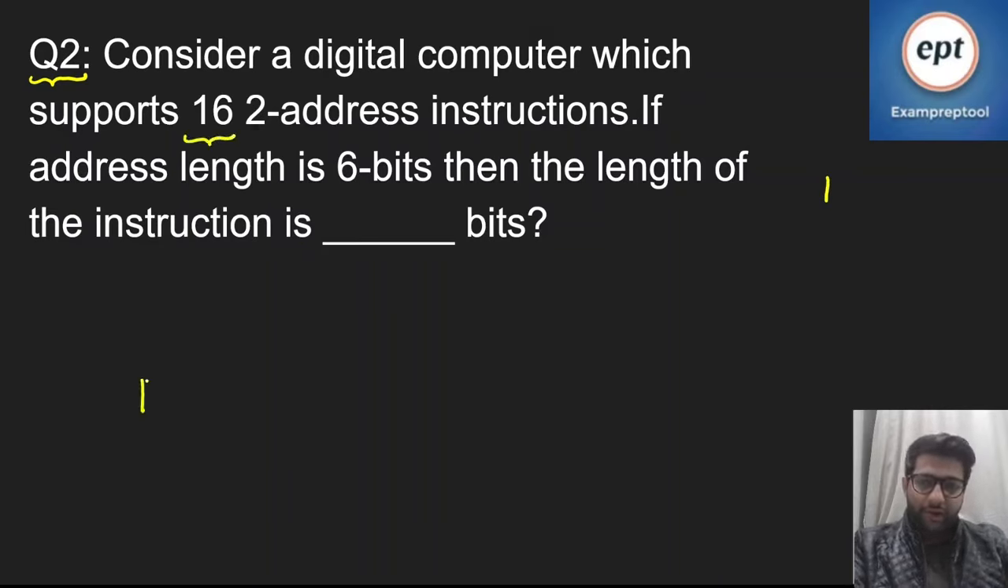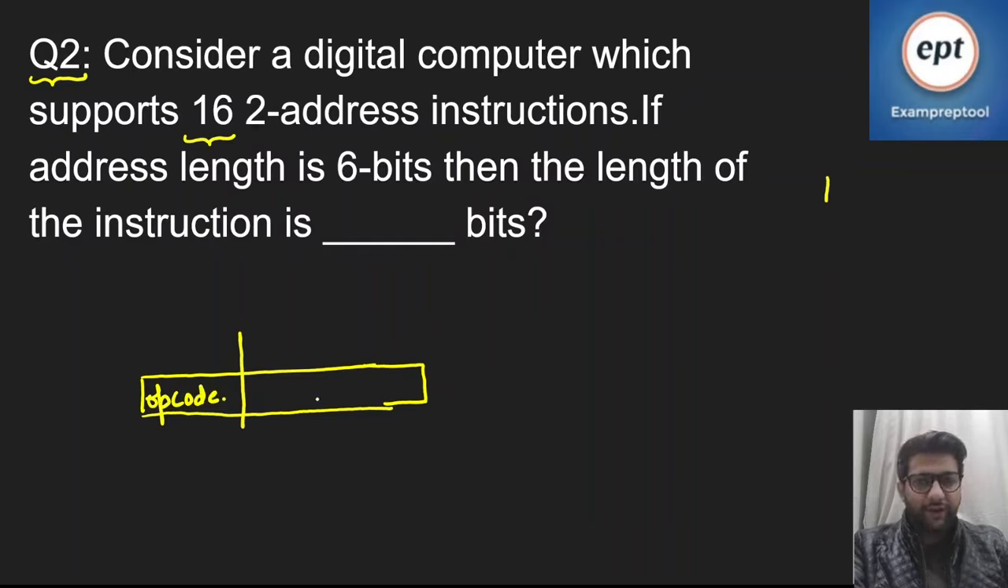So first of all, when you see such questions on instructions, draw the format of the instruction, right? So every instruction will have first of all the opcode and then the information about the operands, right? So here we have not mentioned anything about the addressing modes. So we will skip the addressing modes here, and it is following two-address instructions, right? So it is a two-address instruction.